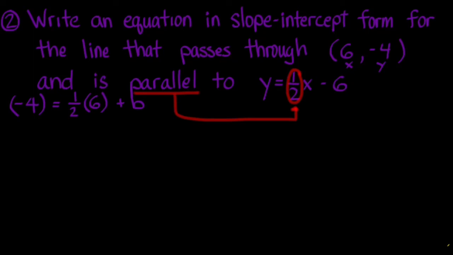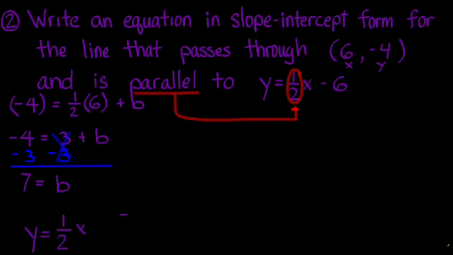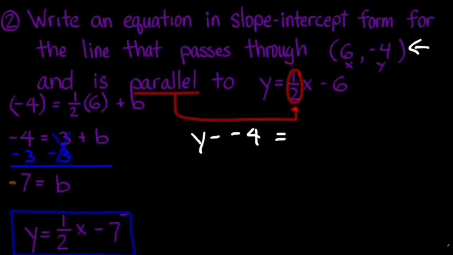So I'm going to try the first one using y equals mx plus b. I plug in my y value, -4, equals my slope, which is the same, 1/2, times my x, which is 6, plus b. And I need to solve for the new b. So 1/2 of 6 is 3. I subtract 3 from both sides, solving for my new b value, getting y equals 1/2 x minus 7.